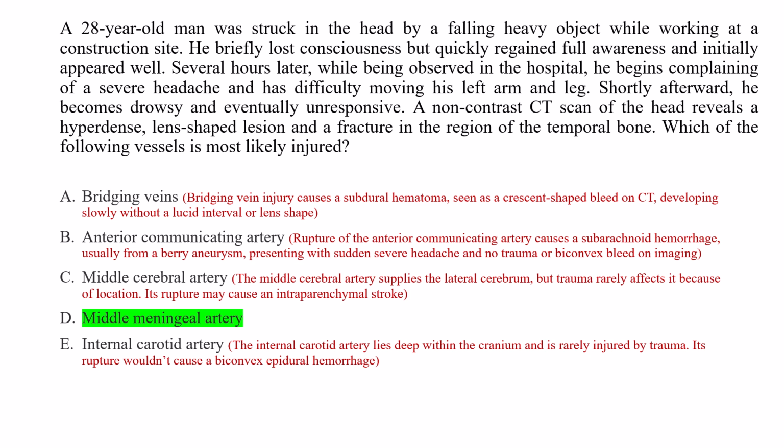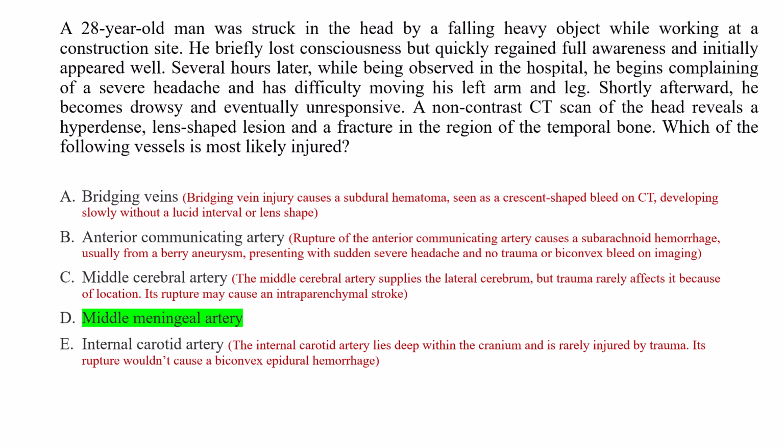Let's have a look at why the other options are incorrect. Option A is incorrect because tearing of the bridging veins can occur following trauma, but this typically results in a slow bleed during which focal neurological deficits develop over the course of days to weeks and not hours. This would cause a crescent-shaped bleed seen on imaging and not a biconvex lens-shaped bleed. Bridging veins are affected in subdural hematoma.